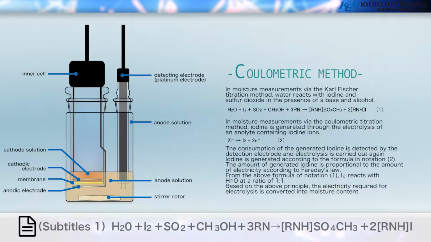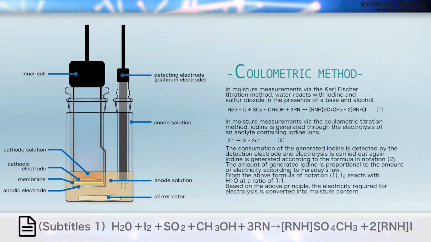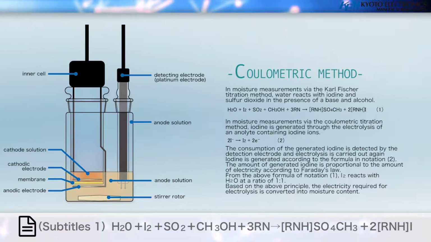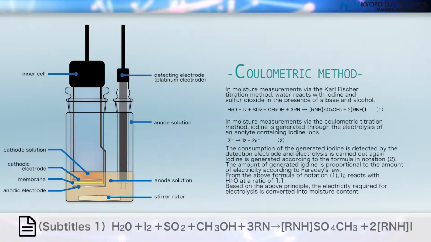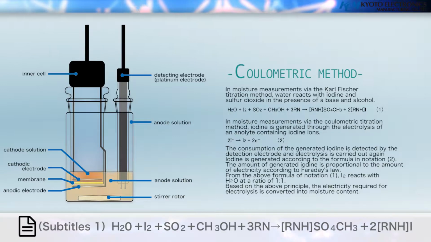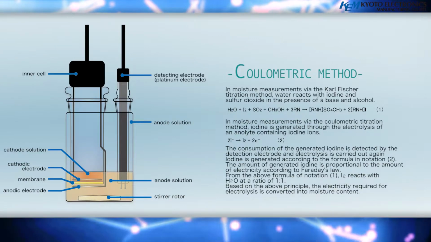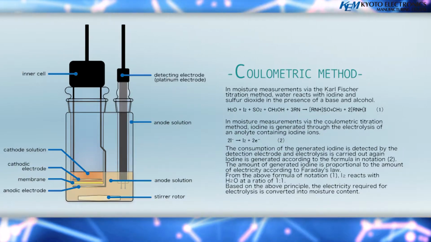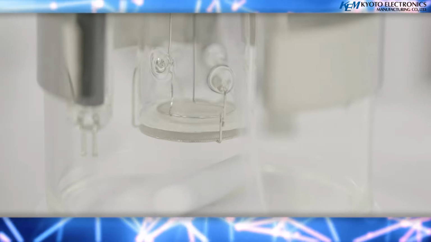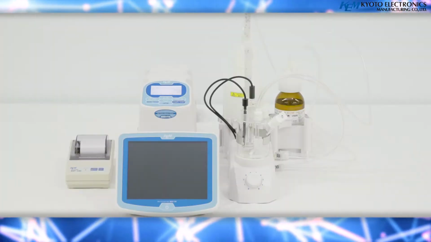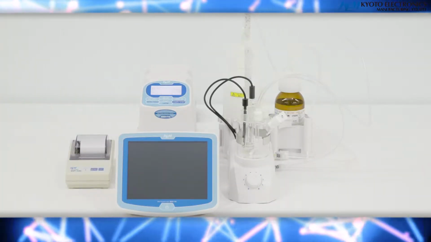Notation 1. From the above formula of Notation 1, I2 reacts with H2O at a ratio of 1:1. Based on the above principle, the electricity required for electrolysis is converted into moisture content. We will now give an explanation of the Karl Fischer Moisture Titrator, MKC710.